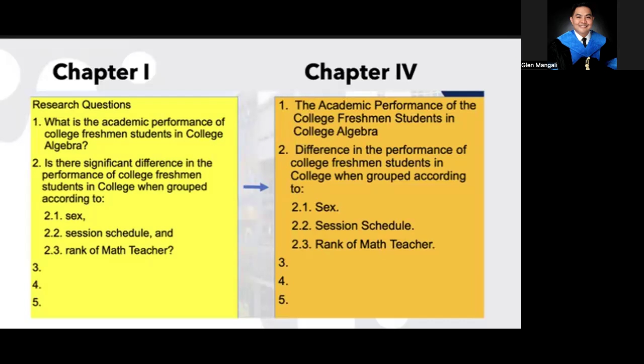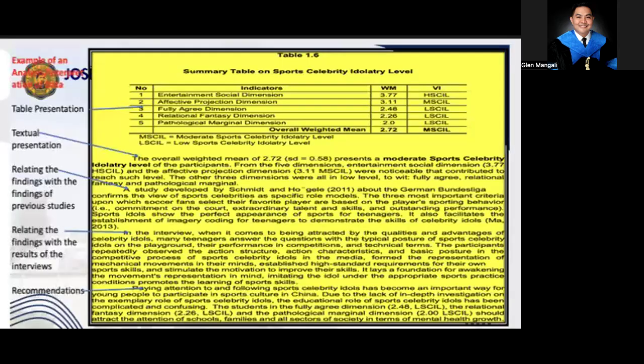Aside from that, in chapter 4, you need to present the result. For example, as shared on the screen, you include the table number, the summary table in sports celebrity idolatry level. This is the table for your presentation. That is where the statements in your survey questionnaires are also reflected. The WM is the weighted mean, and the VI represents the verbal interpretation.